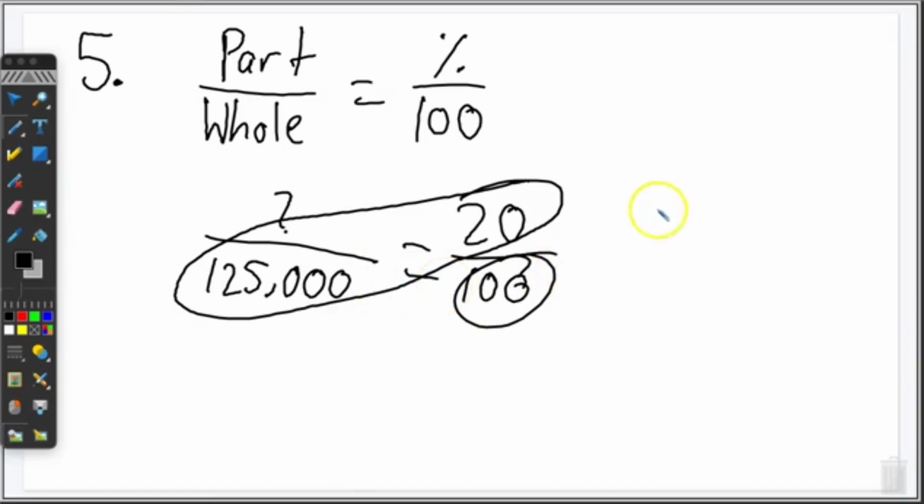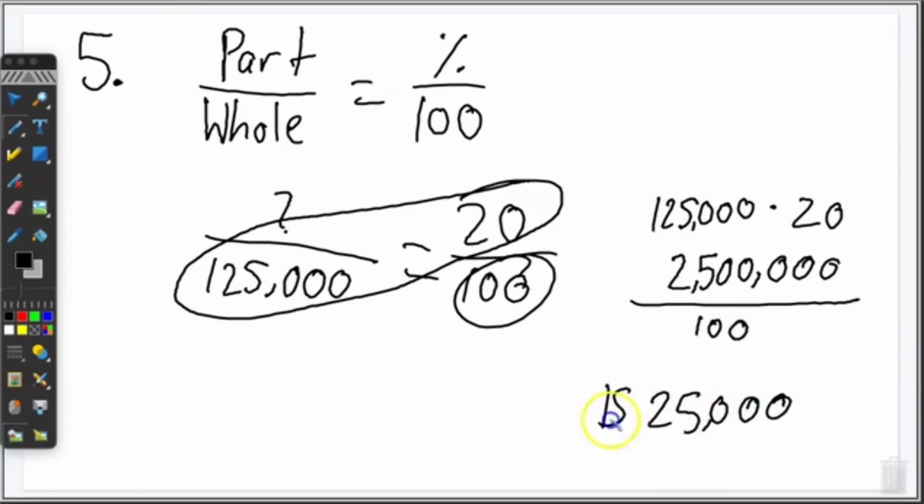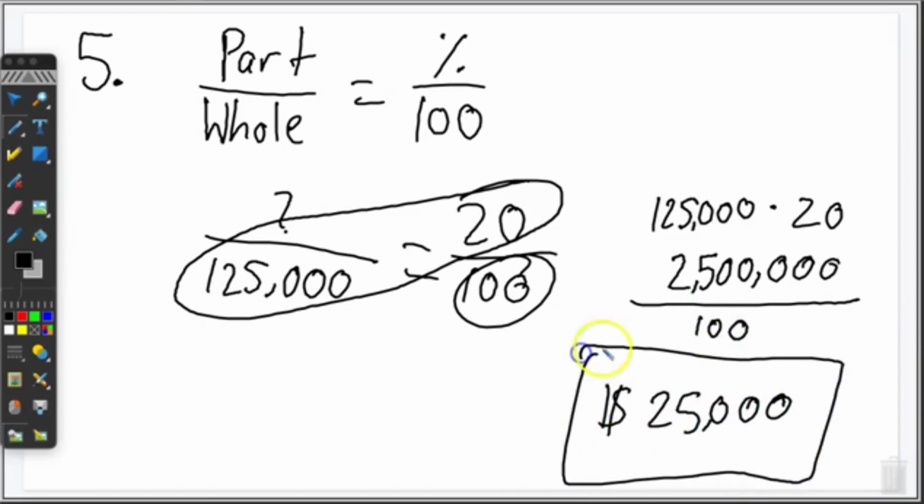So we multiply the bat, 125,000 times 20, and we get 2,500,000. Then we divide it by 100, and we will end up with $25,000. That is your answer. That is how much the down payment would be.